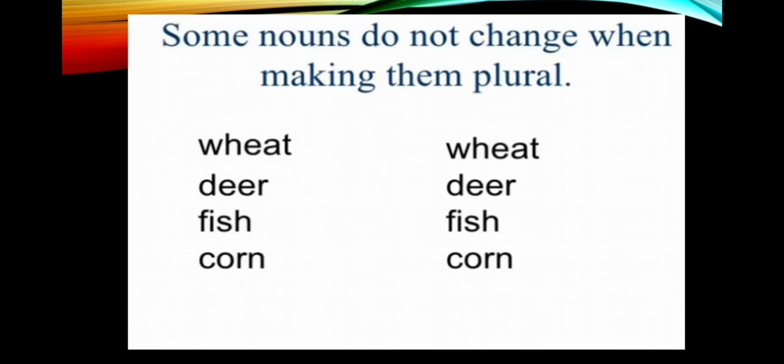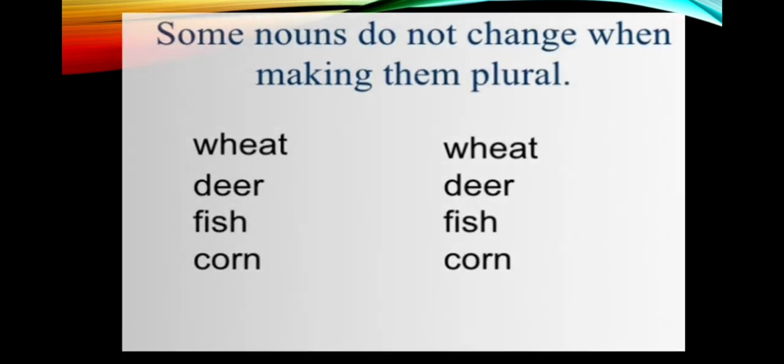Now, some nouns do not change when making them plural. There are some nouns that do not change while making them plural, or we can say that they have the same form for both the singular and plural. Let's see the examples: wheat, wheat; deer, deer; fish, fish; corn, corn.